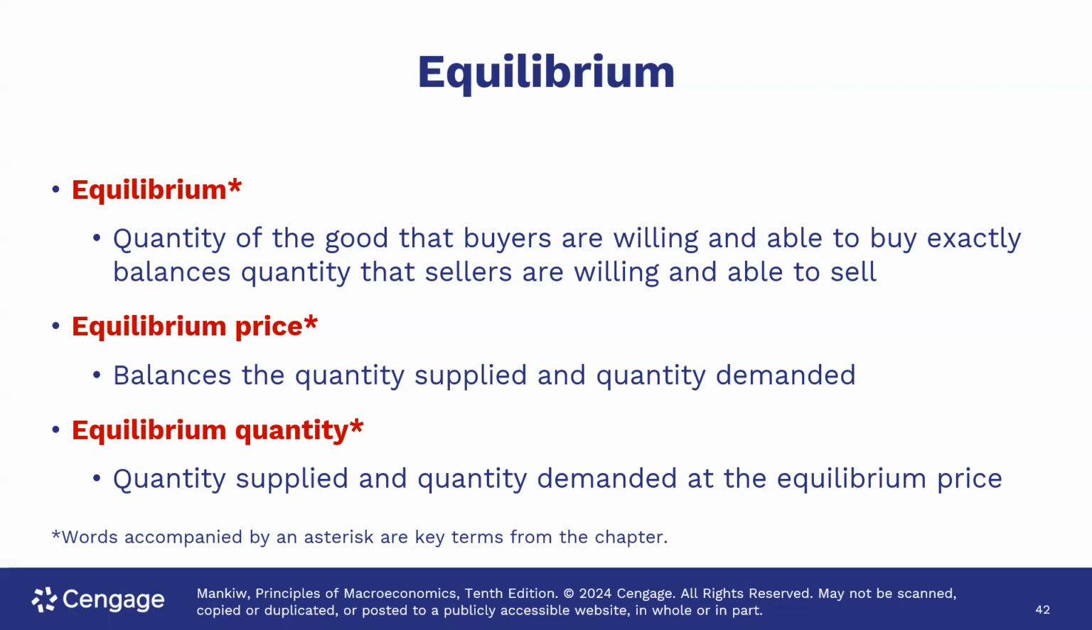All right, so at the equilibrium, what will happen? You will find that at one particular price level, the quantity demanded is exactly equal to the quantity supplied, and we call that point the equilibrium point. So the equilibrium price balances the quantity supplied and quantity demanded. And the equilibrium quantity is the quantity supplied and quantity demanded at the equilibrium price. And since the quantity supplied and quantity demanded are exactly the same at the equilibrium price, the equilibrium quantity is the same for the supply and demand.